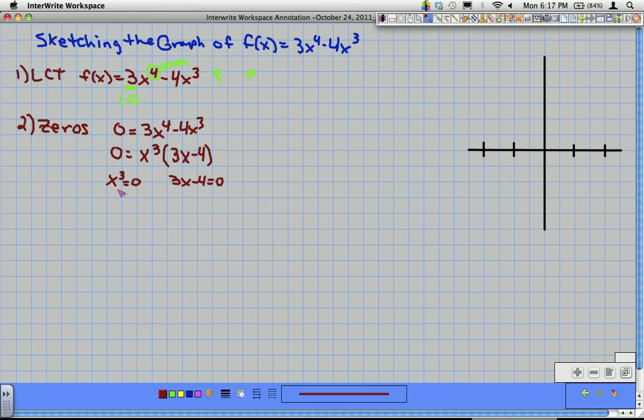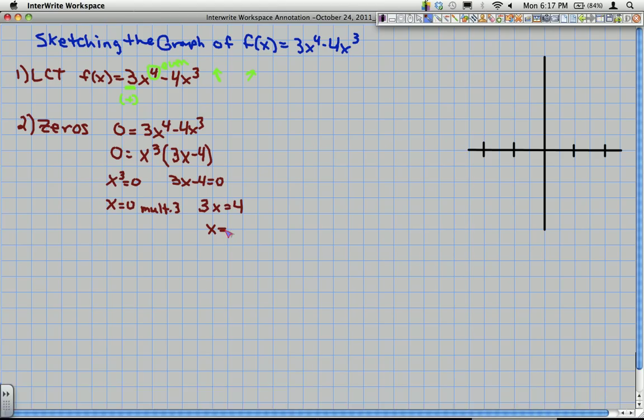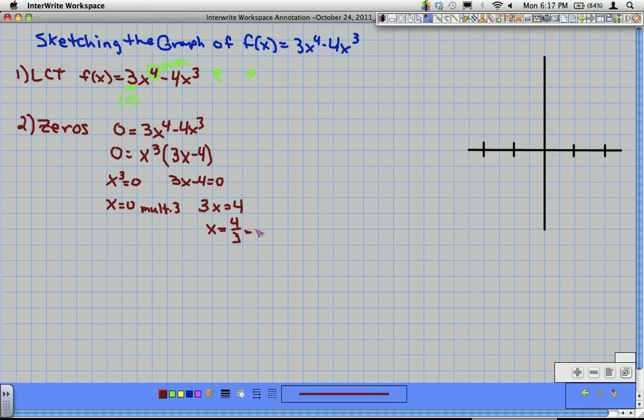So over here, all this is going to get me is x equals 0 with a multiplicity of 3. This one, 3x is going to equal 4, and divide both sides by 3, and x equals 4/3, which is the same as 1 1/3. So, multiplicity 3. Remember, third power means up, over, and up. Here, multiplicity 1 means straight through. So let's put these two ideas together with our end behaviors and see what we get for our picture.